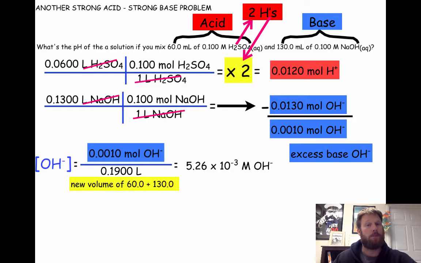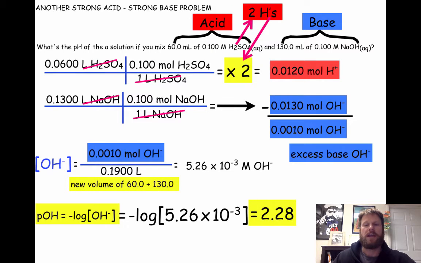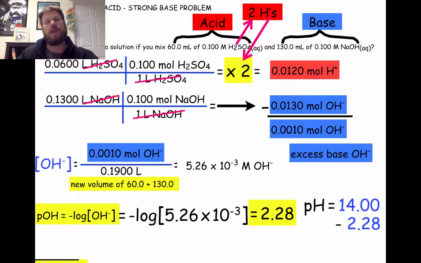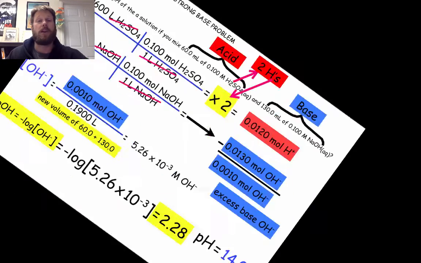You could do this a couple different ways. I'm simply going to take the negative log of the OH minus concentration to find the pOH, and that gives me 2.28. So to get the pH, I simply have to take 14 minus the pOH, 2.28, and I get a pH of 11.72. That's how you do a couple problems involving mixing an acid and base together, which is essentially a limiting reactant problem.